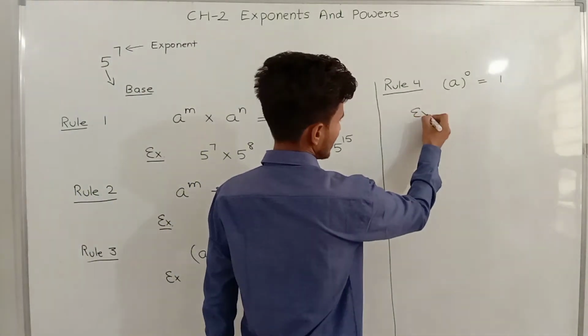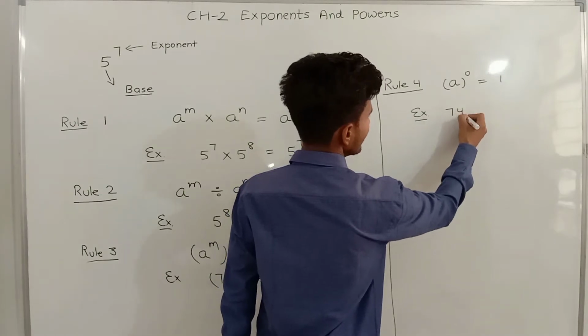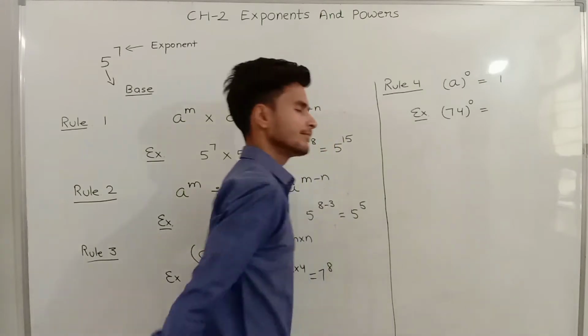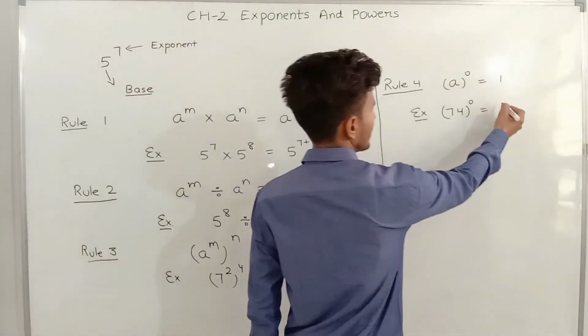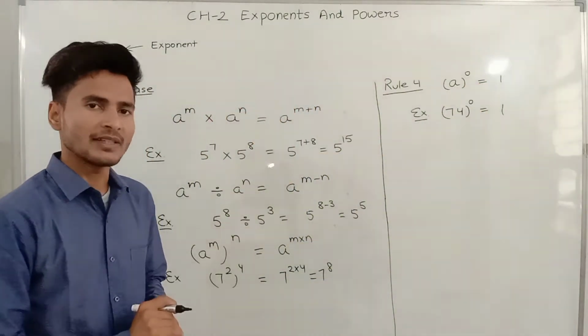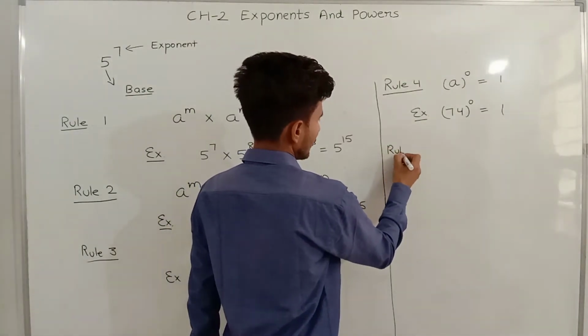For example, suppose you have 74 whole power 0. It is equals to 1. As we know, here any number whole power 0, the answer is always 1. Rule number 4 is over. Now rule number 5.